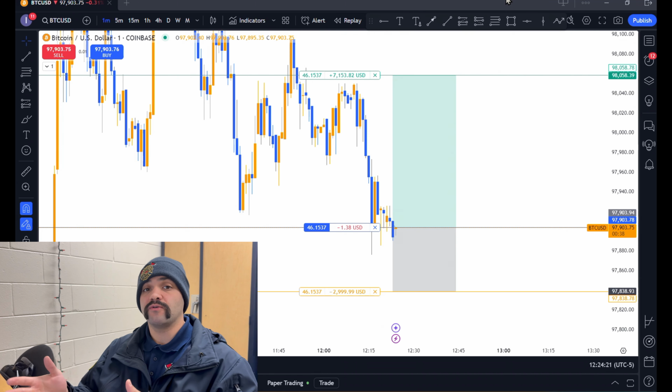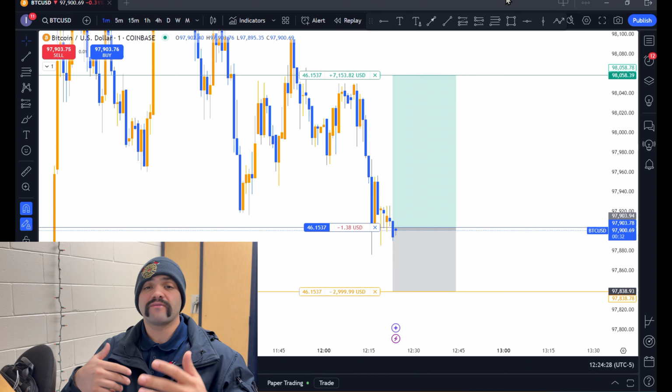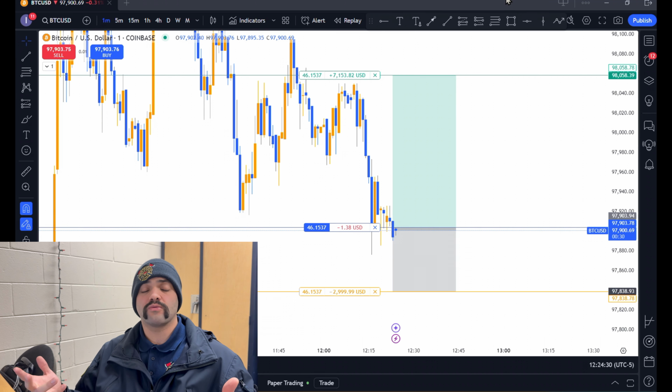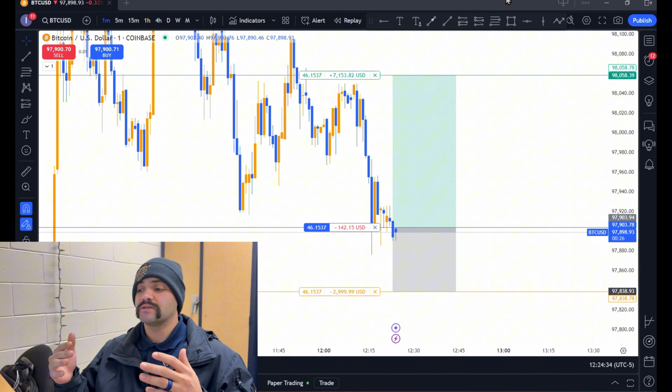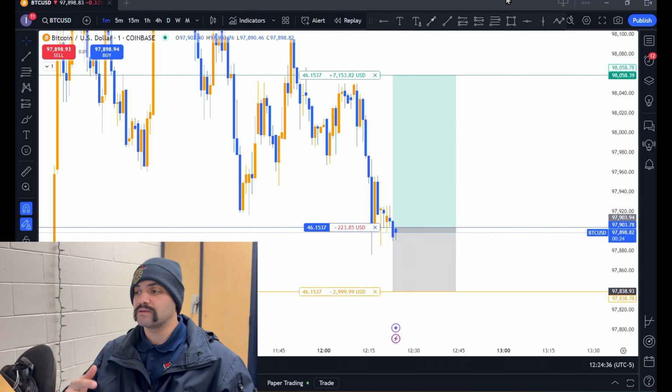So when you have TradingView, make your free account, open up that paper trading account, and just start getting familiar with the software. Even if you don't have a strategy, even if you don't know how or where you want to trade, just get in there and start familiarizing yourself with the buttons, right?